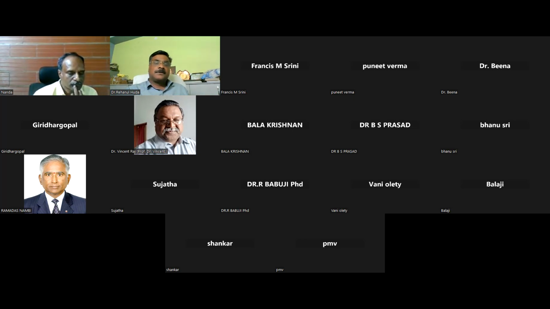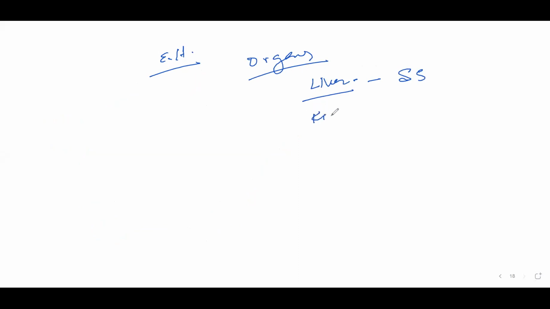So let me clarify that in electro-homeopathy, we have medicines for all the organs. For example, for the liver, we have a medicine named S5. And for the kidney, we have medicine S6.